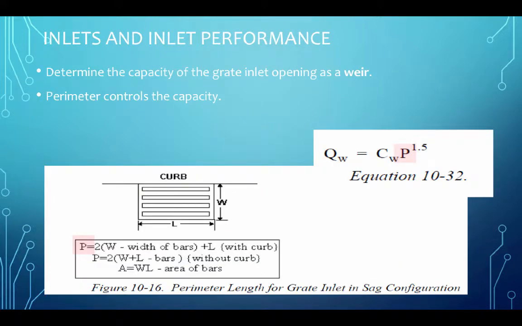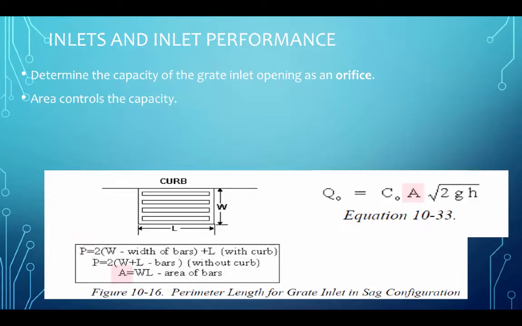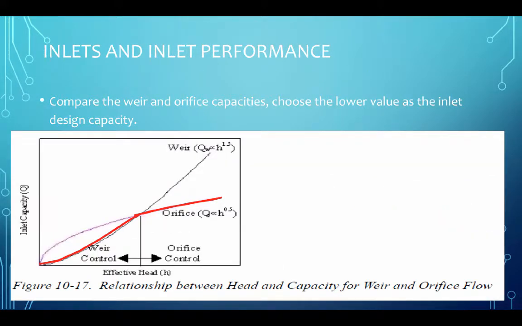We determine the capacity as a weir. In the case as a weir, the perimeter controls the capacity. Then we can determine the capacity as an orifice. In that case, the total open area controls the capacity. And we can plot the two with a horizontal axis of head, or think of it as depth. The vertical axis is capacity. And so when there's not very much depth, it's weir controlled up to about 1.4 times the height, and then it's orifice controlled. And so it would follow this red curve.